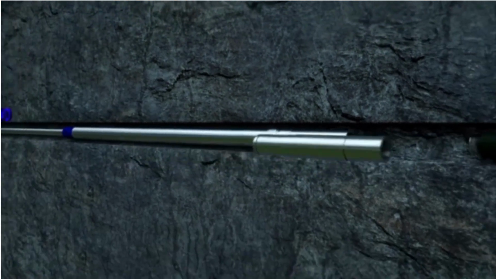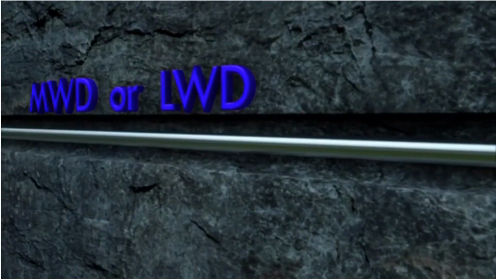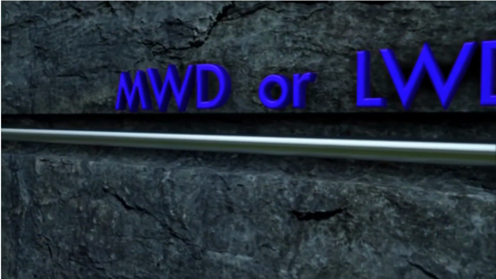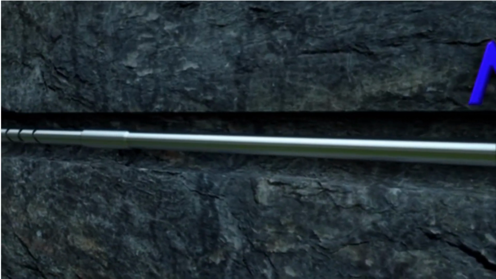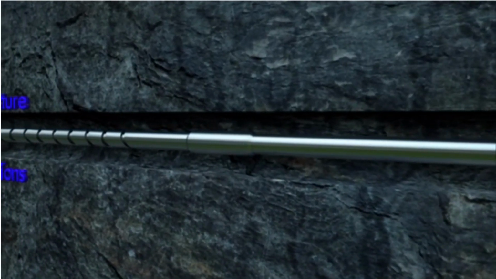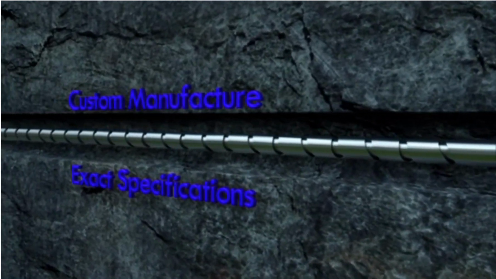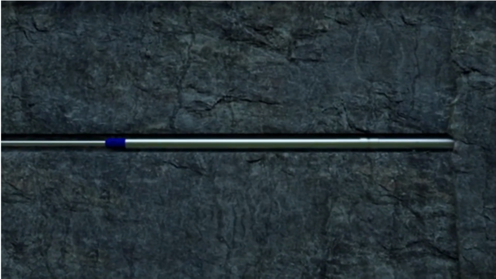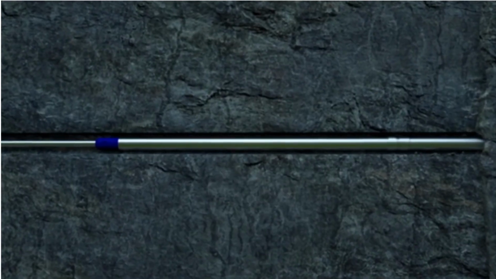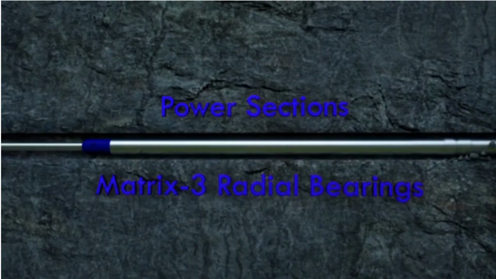Above the motor is the MWD or LWD. The MWD measures the drill string orientation in real time, and the LWD logs the properties of the formation being drilled. Dynadrill understands that every customer has different needs, so we custom manufacture these parts to the customer's exact specifications. Manufacturing these components requires precision machining, a well-known service offered by Dynadrill. Both the power sections and radial bearings are specialties of Dynadrill.